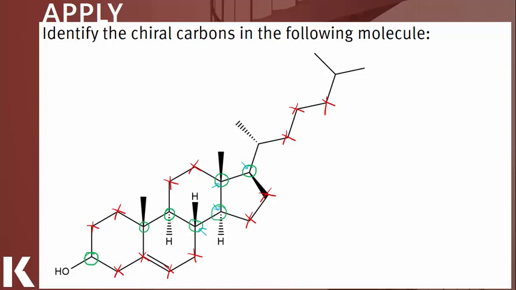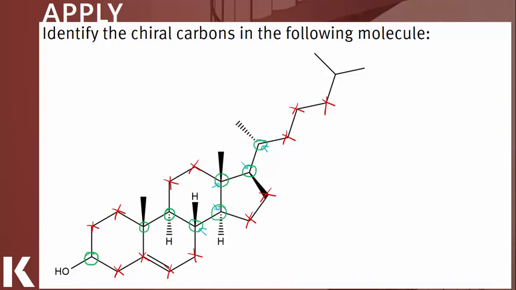Now let's keep moving down that straight chain. We've just got a couple more carbons to check. And looking at this carbon right here, we see that it's attached to the carbon before it in the chain, the carbon after it in the chain, a methyl group above, and remember there would also be an implied hydrogen there. So again, we have a chiral carbon.